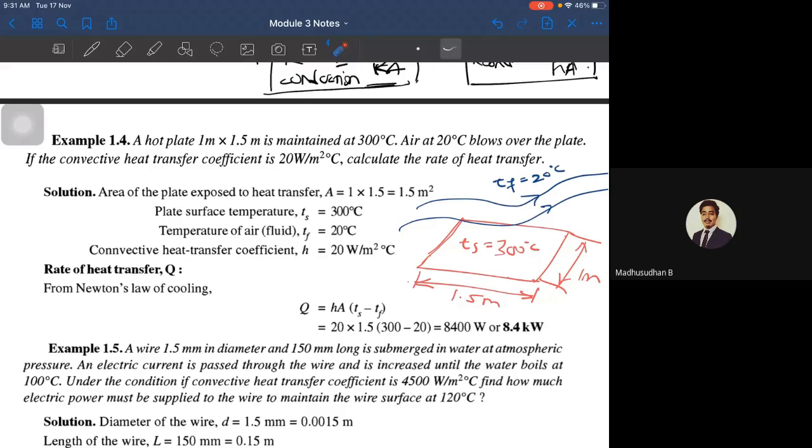Should I keep this diagram which I have drawn here, or should I erase it? This one. Keep it. Okay.